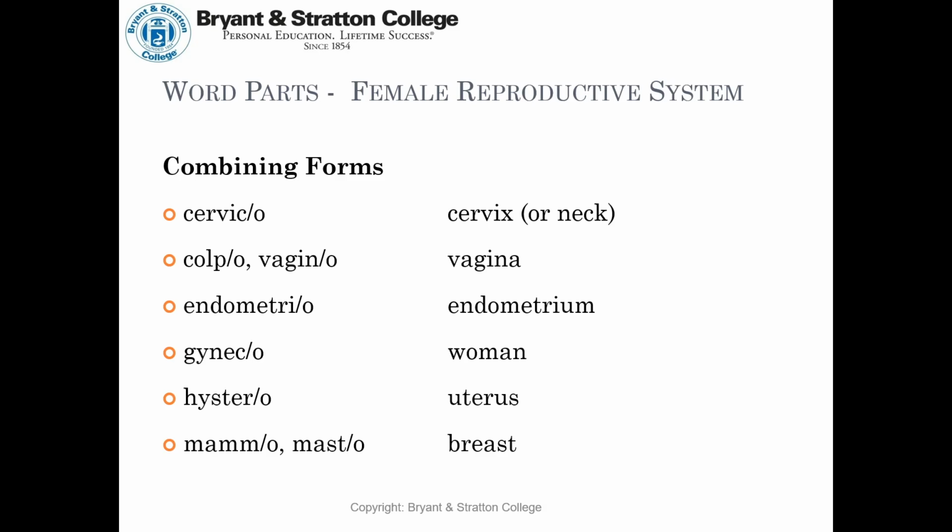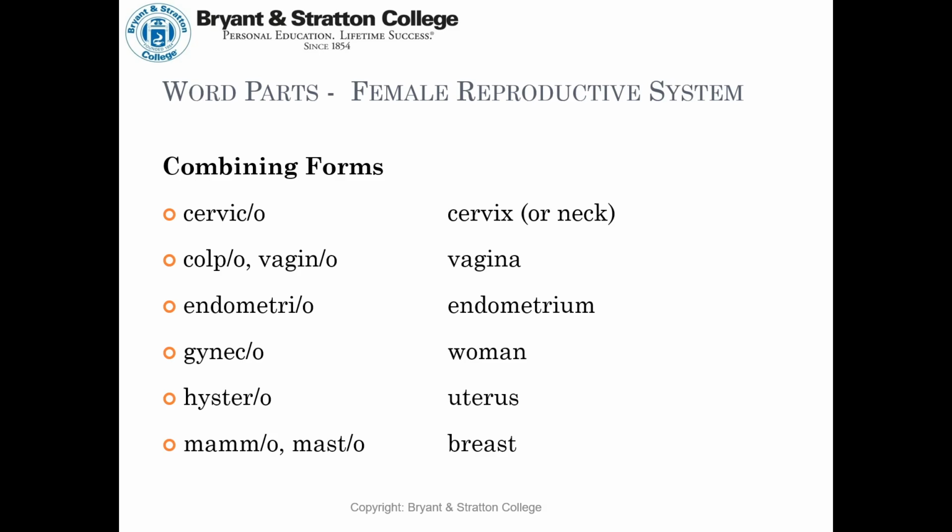You'll see that term used in cervical spine, cervical vertebrae. It actually relates to neck, and the cervix is a very narrowed area in the vagina, kind of like a neck. Colpo or vagino is vagina. Endometrio specifically refers to the inner layer of the uterus called the endometrium.